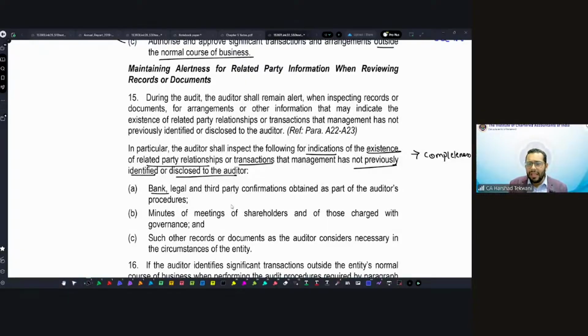We will go to bank, legal, third-party confirmations, past auditors' procedures, which are part of the auditor's procedures, minutes of the meeting that I discussed, other records, public records, auditor's report, last year's. Documents that the auditors consider necessary in the circumstances will be reviewed. So these are the procedures you will do to address the risk at the completeness assertion.